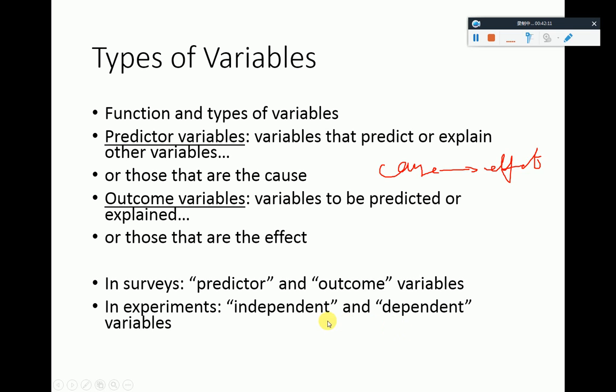But for now, just remember that essentially, predictor variables and independent variables are the same thing. And outcome variables essentially are dependent variables. They are again the same thing, right? They're just different terms used in different contexts. So just bear in mind that difference here. Okay.